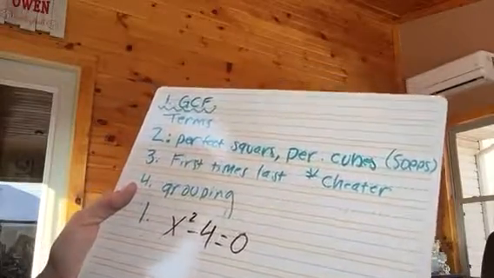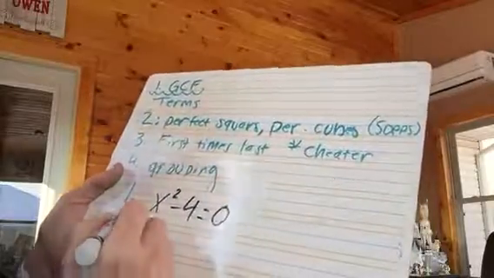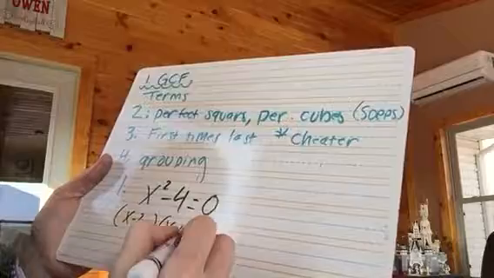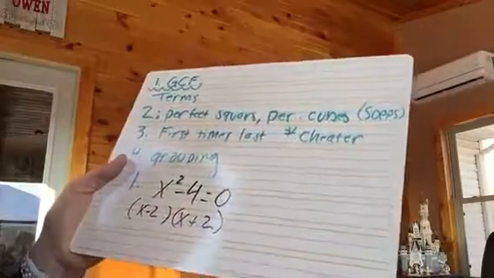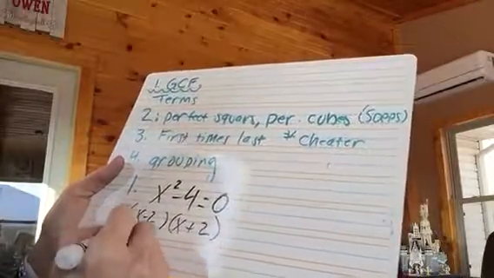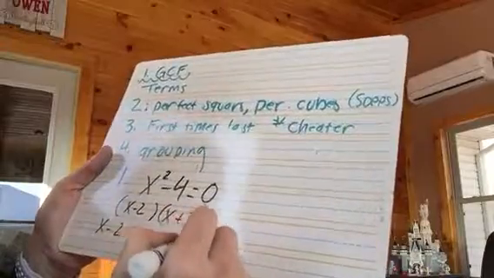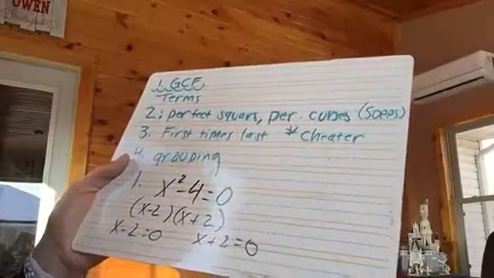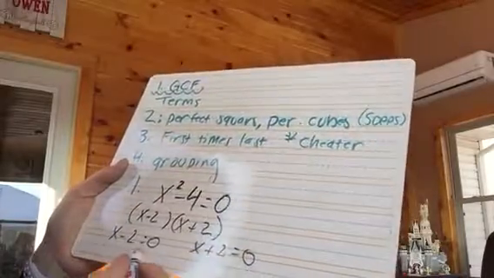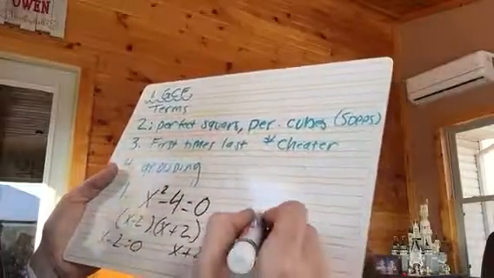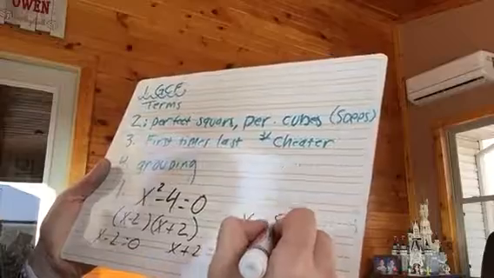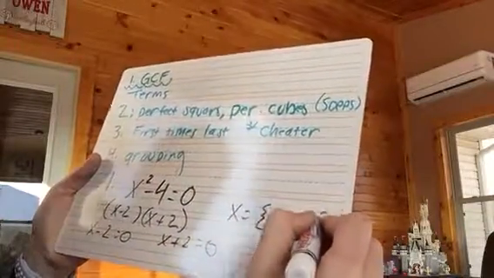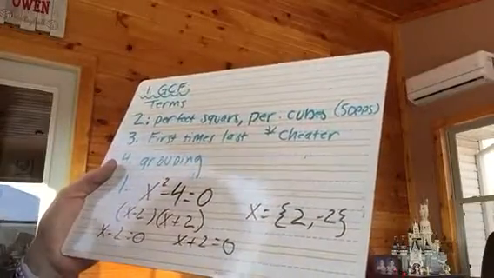So I have perfect squares, so I'm going to draw my parentheses. So I have x minus 2 and x plus 2. So I'm going to set each of those equal to 0. So x minus 2 equals 0, and x plus 2 is equal to 0. Okay. So now I solve them. Most of you are not going to need to write a solve step and the answer step. So my answer here would be x equals, and then my brackets, positive 2 and negative 2.